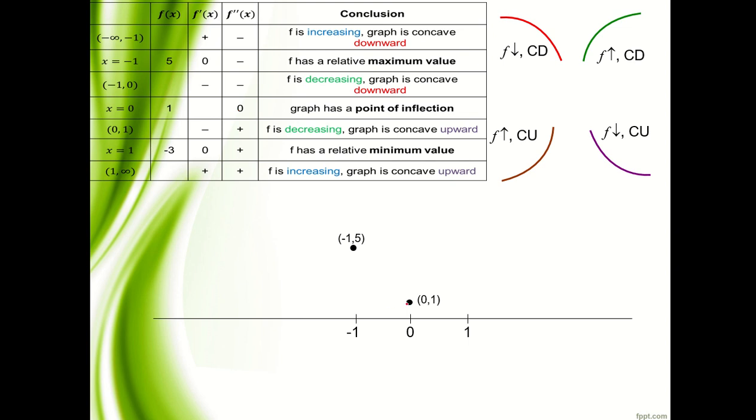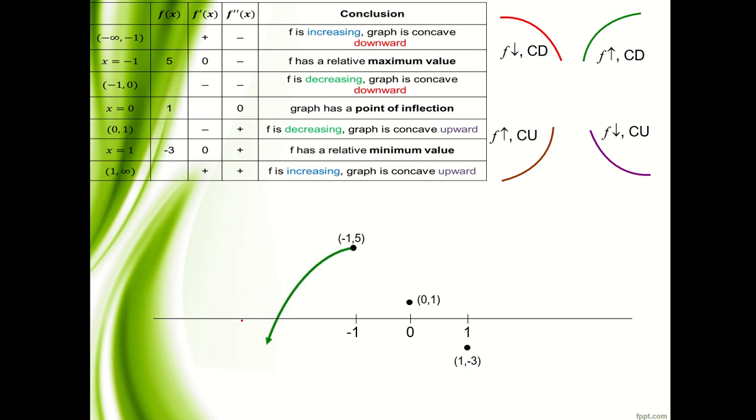This point is the point of inflection, that is the point where the concavity changes from concave upward to concave downward, or vice versa. And another point here is this one, when x equals 1, we have f of x equal to minus 3. So this is the point here, and these are the coordinates.